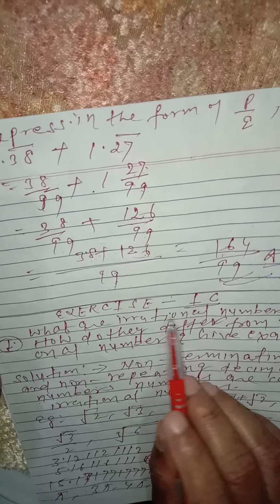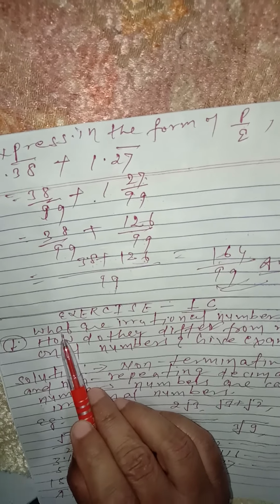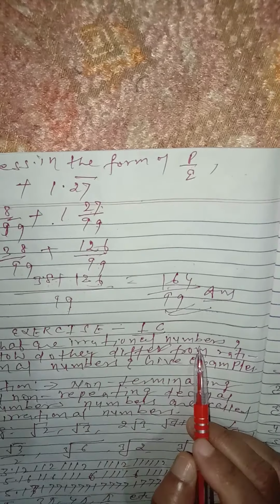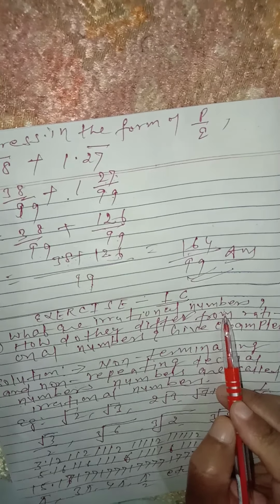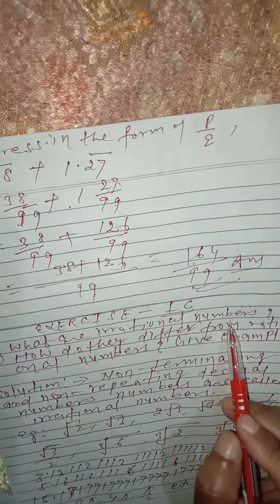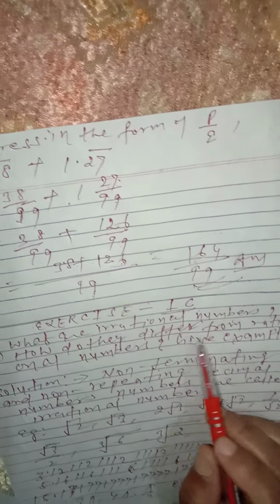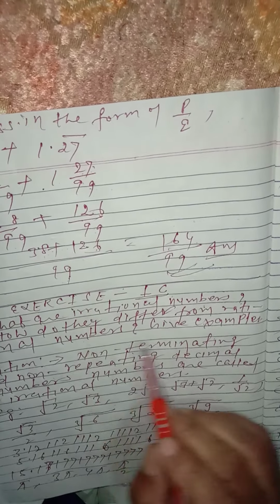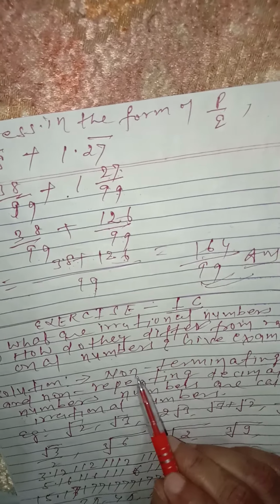Now exercise 1C. First question: what are irrational numbers? That means define irrational numbers. As you know, in previous classes you have read about rational numbers. How do they differ from a rational number? Give examples. Solution. Define irrational number.